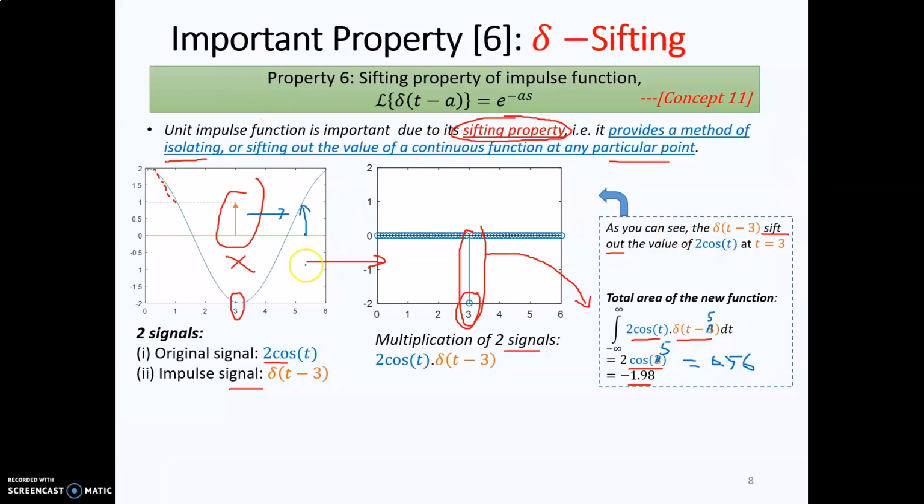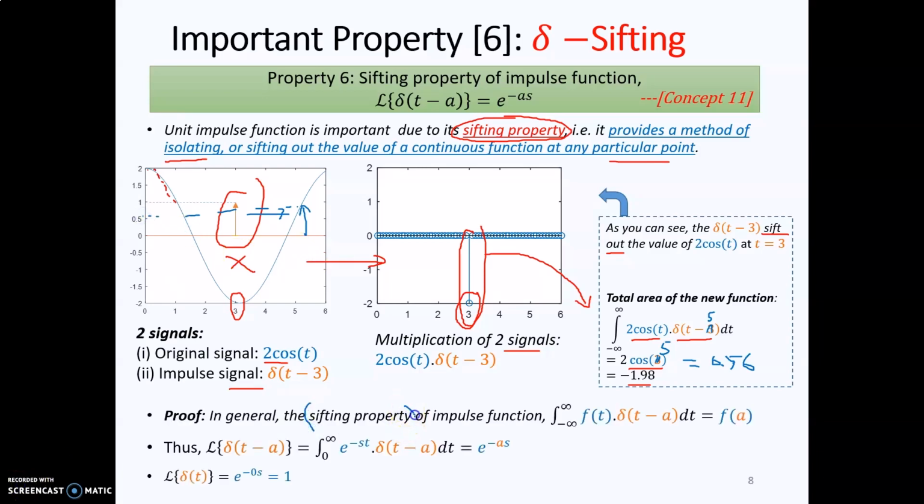So you can see, okay, the magnitude from the graph. So in general, the shifting property of the impulse function can be represented by this formula, where let's say we have any function f(t), when you multiply it with the delta function here and integrate it with respect to dt, then you will shift out the value for the f(t) function at t equal to a. So this is the shifting property.